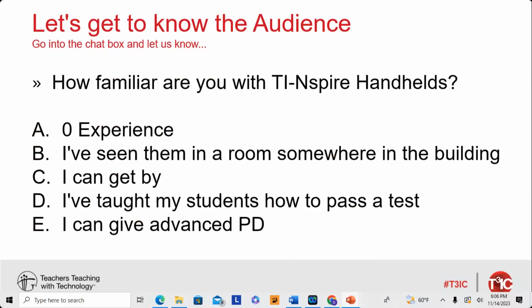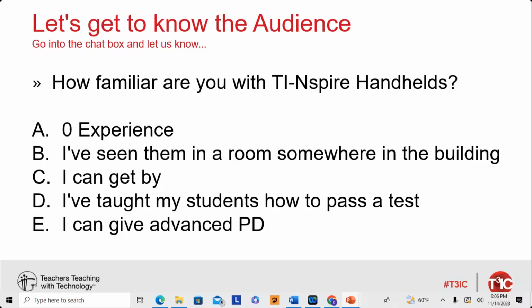The next question, Mr. Patrick. Oh, yes. How familiar are you with our TI-Nspire handhelds? Just put A, B, C, D, or E. A, zero experience. B, I've seen them in a room somewhere in the building. C, I can get by. D, I've taught my students how to pass a test. E, I can give advanced PD.